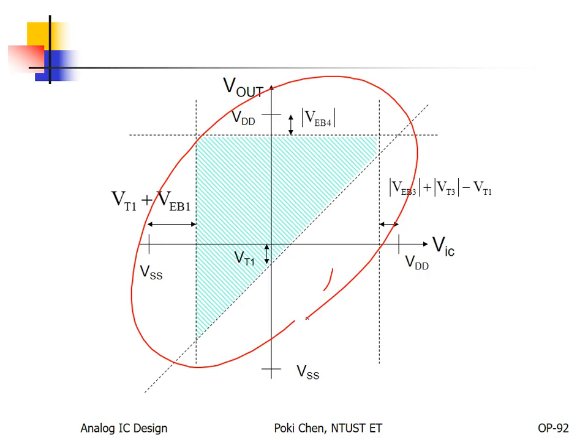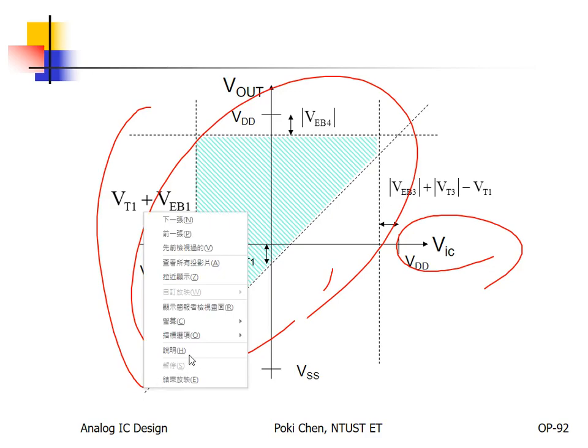The shaded area is the operational ranges, not only for input but also for output. Okay? The shaded region is the area where the input and output can operate. Anyway, you can see that the horizontal one is the input common mode range. The vertical one is for output.